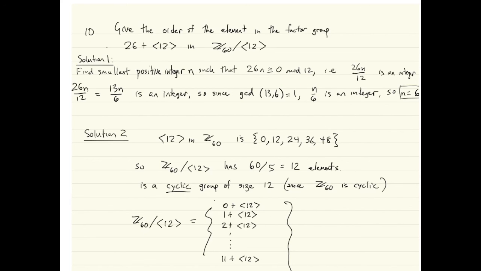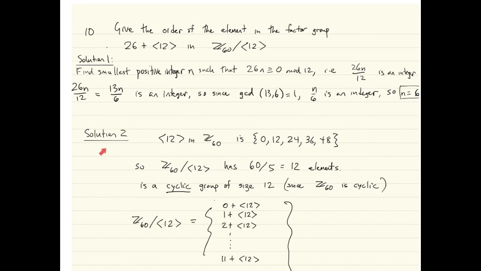What we need for 26n to be congruent to 0 mod 12 is that when you take 26n divided by 12, you get an integer. Now 26n over 12, dividing the factors of 2 in the numerator and denominator, is 13n over 6, so we want this to be an integer. Since the GCD of 13 and 6 is 1, there's no cancellation, we can't further reduce 13 and 6, and so we conclude that n over 6 has to be an integer, and so n is 6. That's our answer. So that was fairly quick.